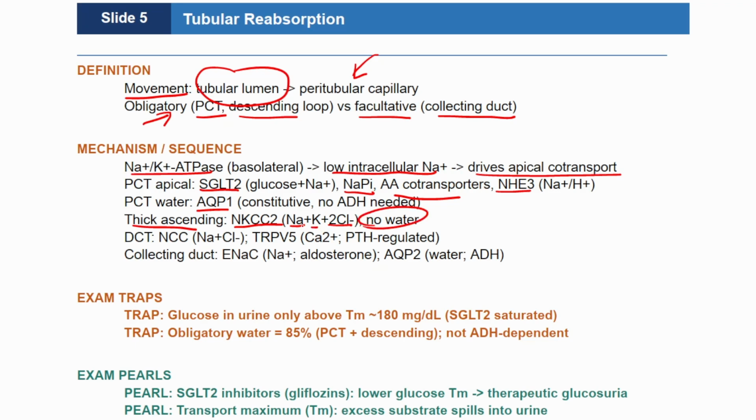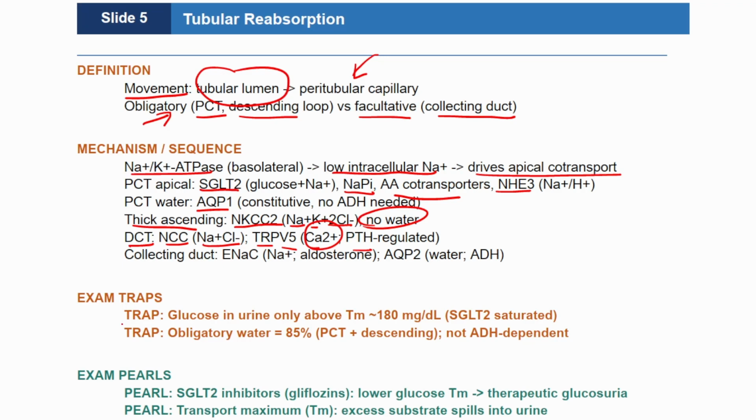The DCT utilizes the NCC cotransporter for salt reabsorption and TRPV5 channels for parathyroid-regulated calcium uptake. The word uptake means calcium is being reabsorbed into the blood.